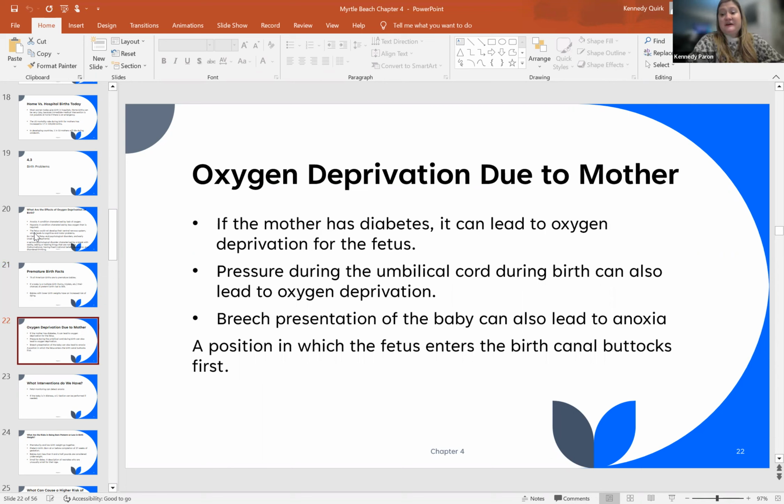So oxygen deprivation due to the mother. If the mother has diabetes, for example, it can lead to oxygen deprivation for the fetus. Pressure on the umbilical cord is another cause of this. If there's pressure on the umbilical cord during the birth, it can also lead to oxygen deprivation. Breech births or breech presentation of the baby can also lead to anoxia. Breech means a position in which the fetus enters the birth canal with its bottom first instead of its head.